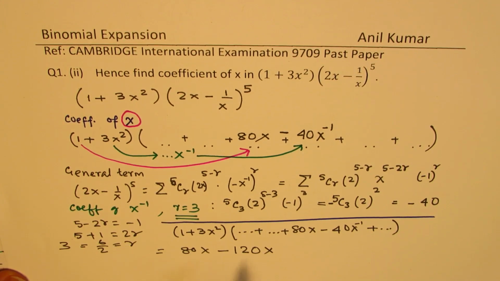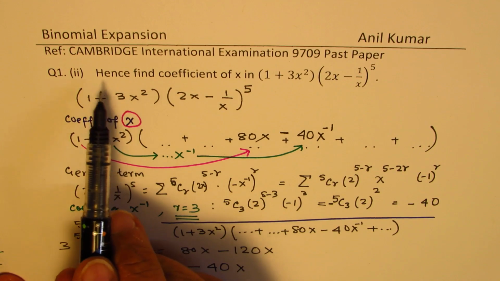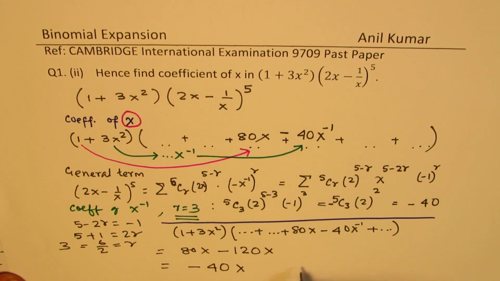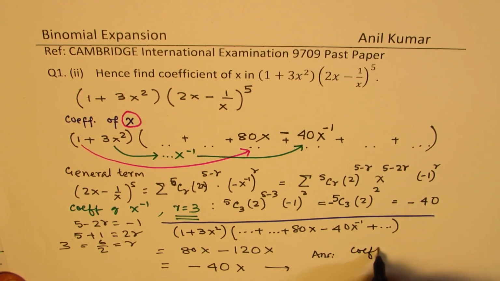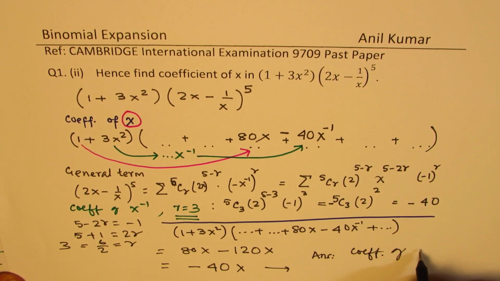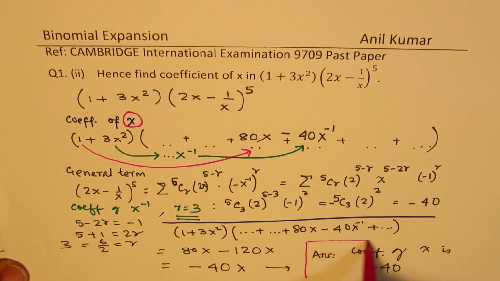Perfect. So now you could subtract, and then you get minus 40x as your answer. 120 minus 80. So hence, the coefficient of x, our answer, is minus 40. Is that clear to you? So that is how you are going to get the solution.